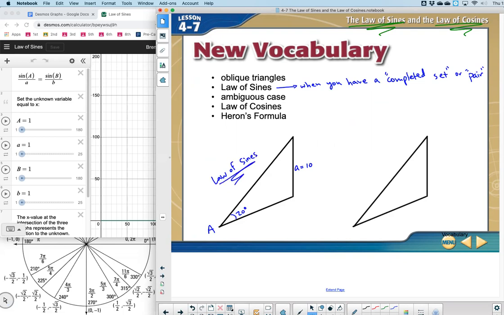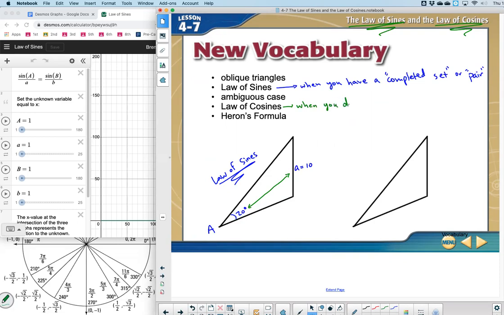Because this is what I call a completed set. You have numbers representing the angle and the side length across from it. That's when you would use law of sines. When you use law of cosines is when you do not have a completed set. So when do I use law of cosines? When you do not.